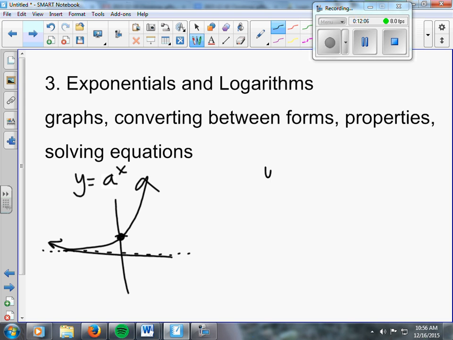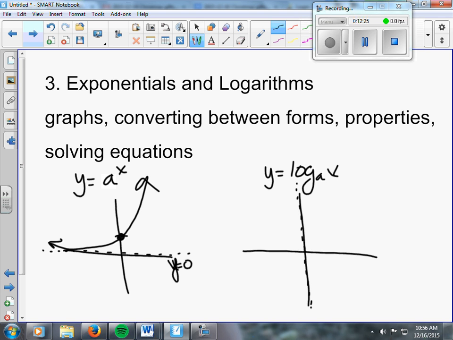The converse for this is y equals log base a of x. In log base a of x, these are inverses, by the way. We do exponentials and logarithms always together because they're inverses. And so a horizontal asymptote will invert to a vertical asymptote, right? This was x equals 0.